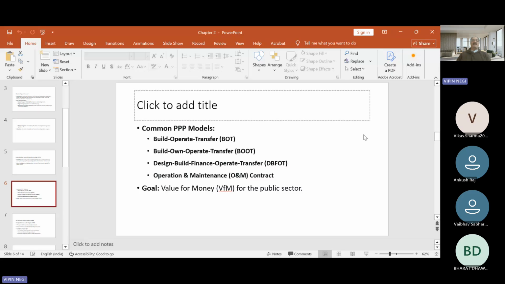Then operations and maintenance contract. Operation, maintenance, and transfer means operating during the concession period and transferring back to the government agencies later on. So this is the next model here.